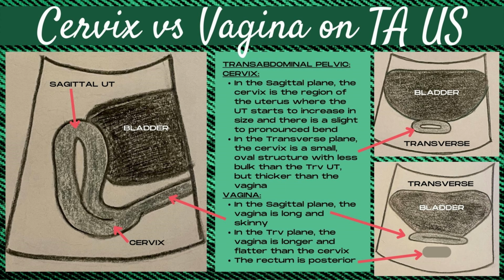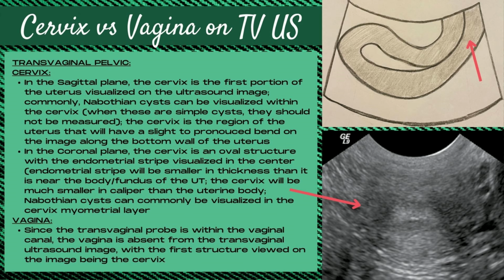In the sagittal plane, the vagina is a long and skinny tubular structure posterior to the bladder. And in the transverse plane, the vagina is longer and flatter than the cervix, and the rectum will be found posterior to the vagina.